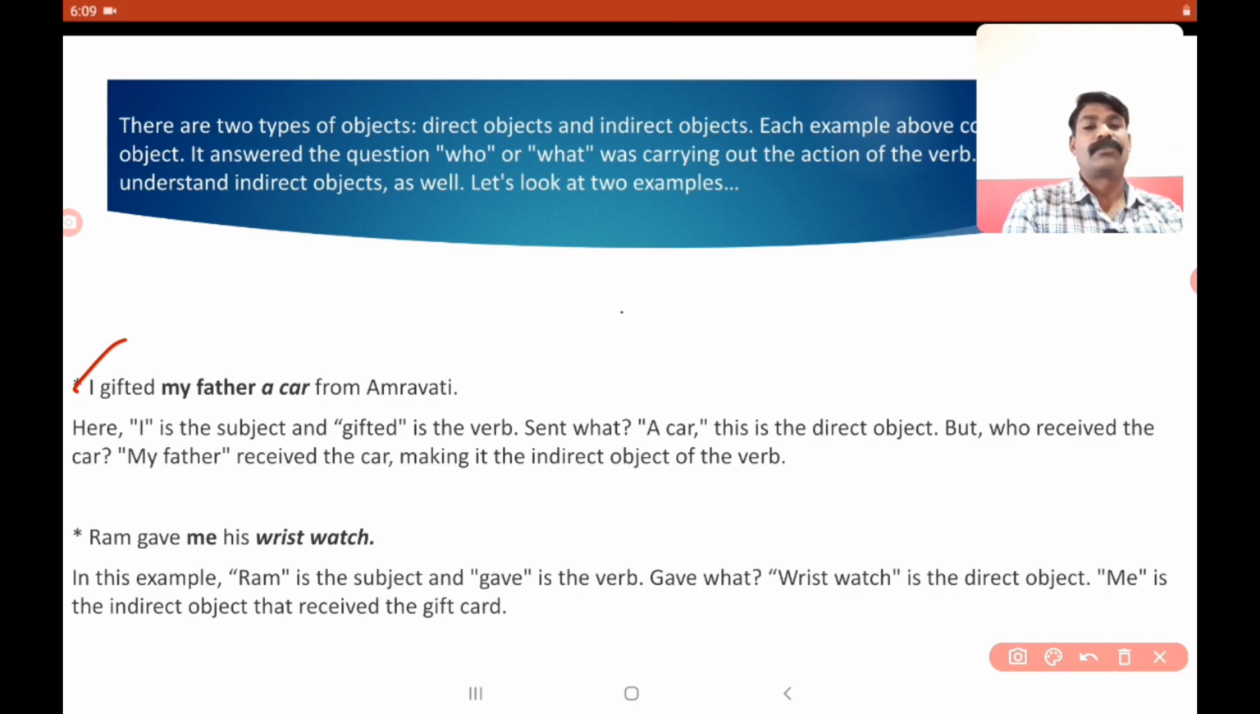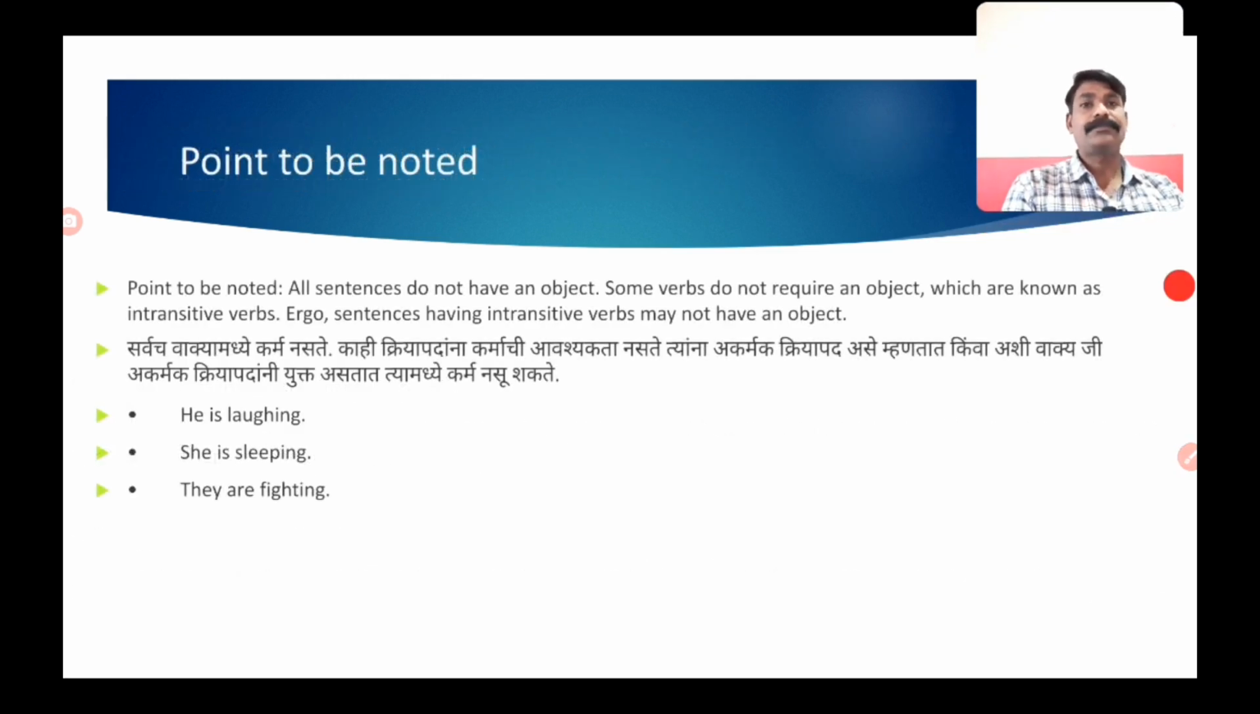Ram gave me his wristwatch. In this example, Ram is the subject, gave is the verb. Gave what? Wristwatch. So simple to understand. It is the direct object. Me is the indirect object that receives the gift. So ask that verb what or who, you will get the direct object, and the remaining object definitely will be the indirect object. It becomes very useful to understand, particularly while we are dealing with change of voice.